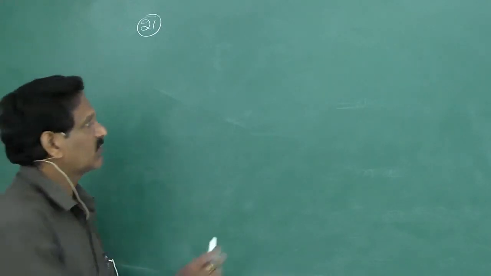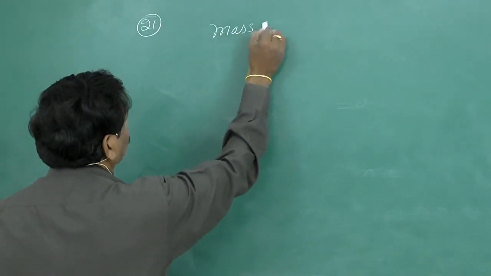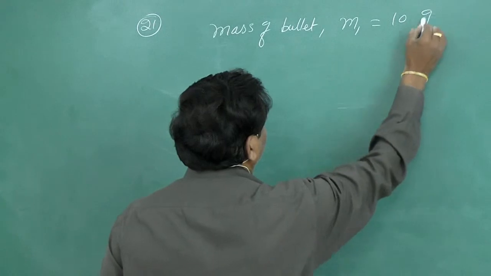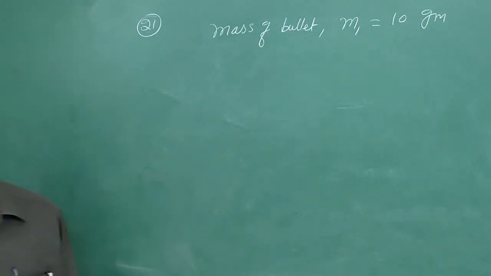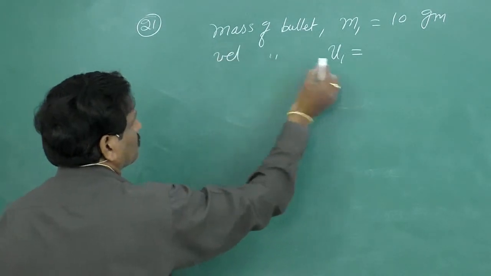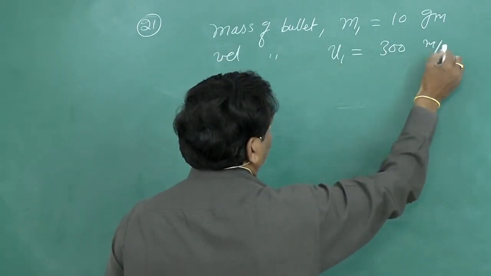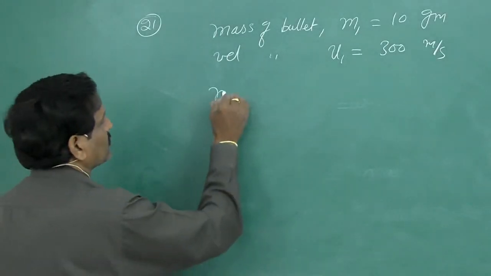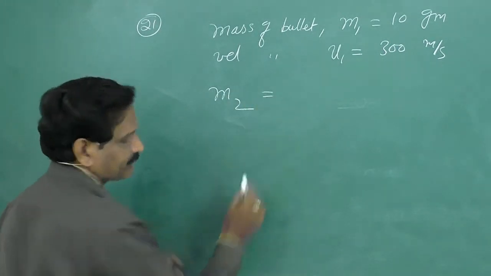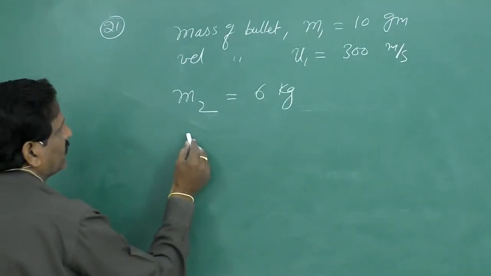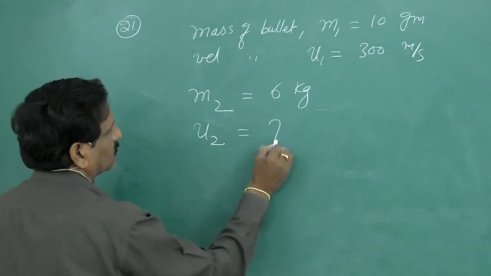So here mass of the bullet, M1, is equal to 10 gram, and it moves with a velocity of 300. So velocity of the bullet is equal to 300 meter per second. And mass of the gun is given as 6 kg. We have to find the recoil velocity of the gun.